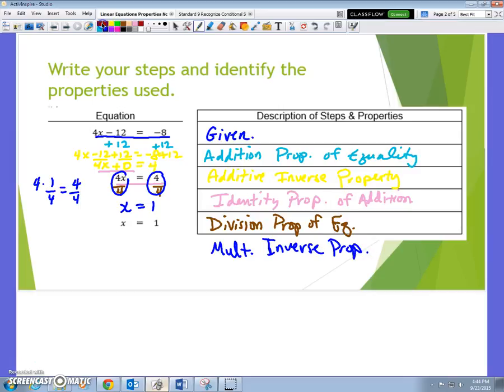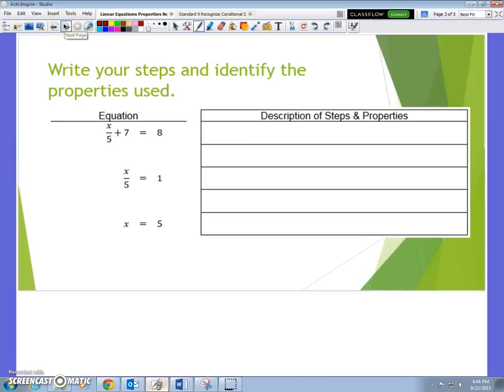And then my last color here, we'll just do that one right there. X equals 1. So I've got my answer. And that's just called simplifying. Actually, we don't even need to put that. We just leave it as multiplicative inverse property. Okay, so a lot of different properties are happening that maybe you didn't realize. So we're going to actually label them today and practice labeling them.